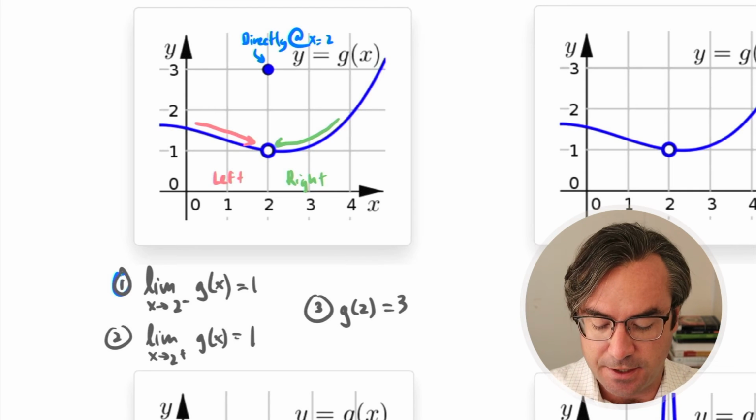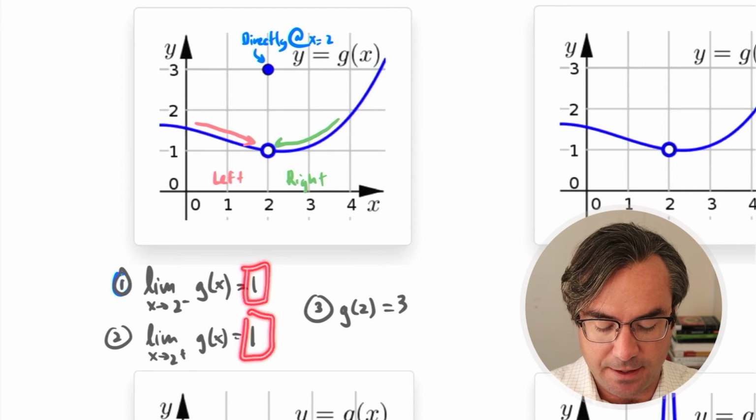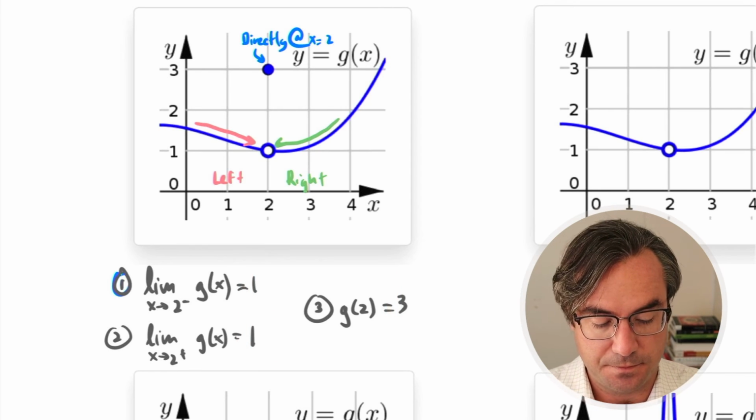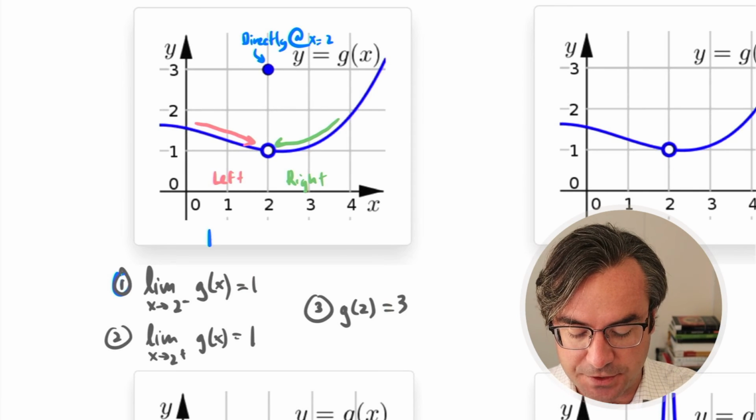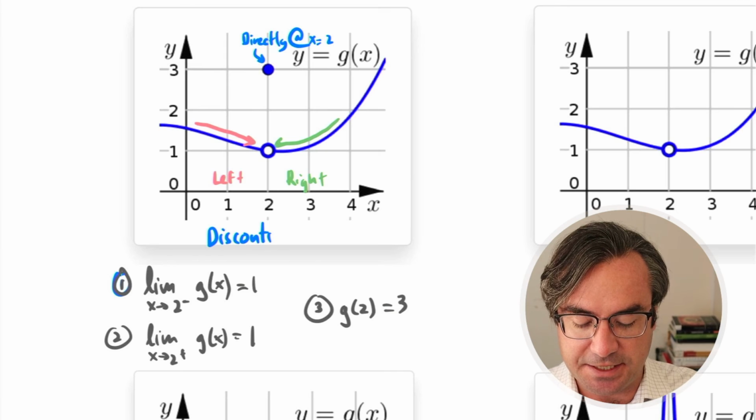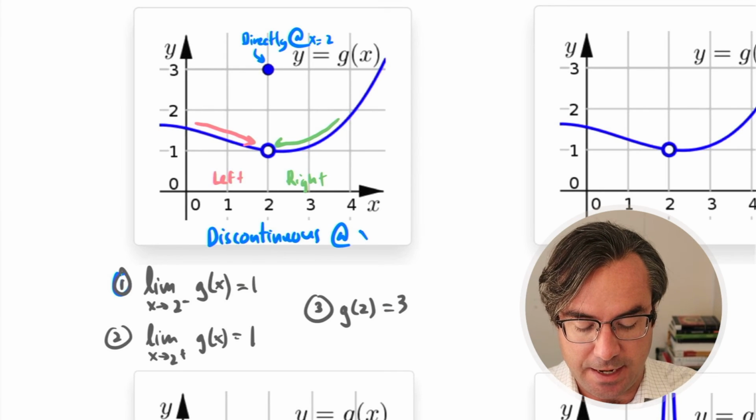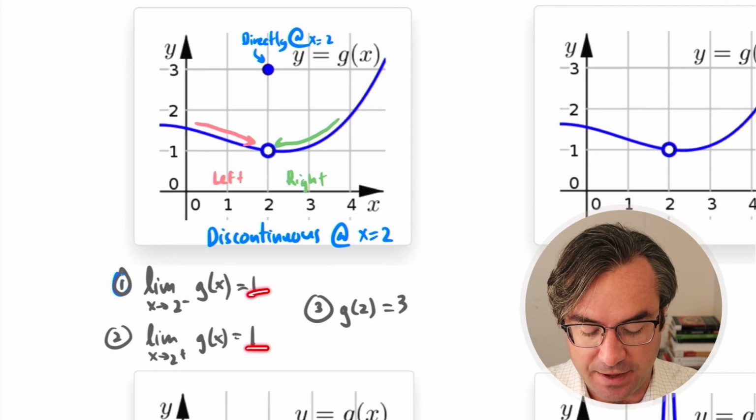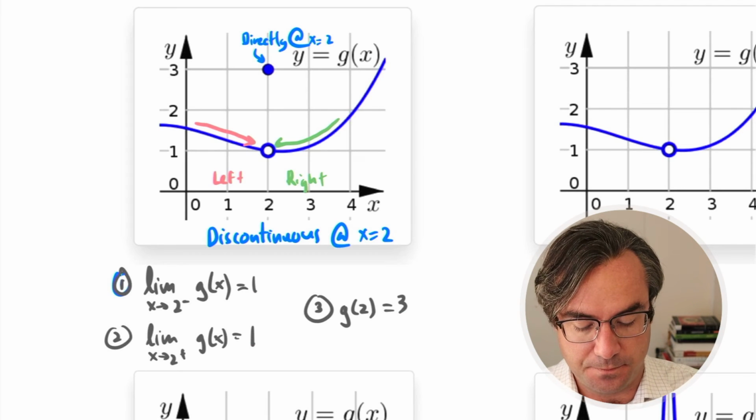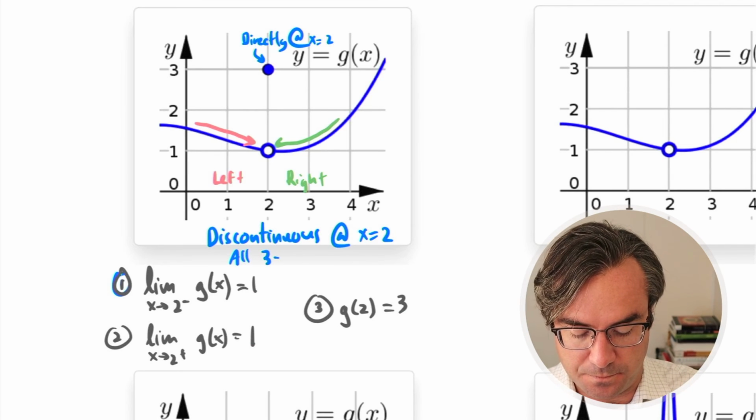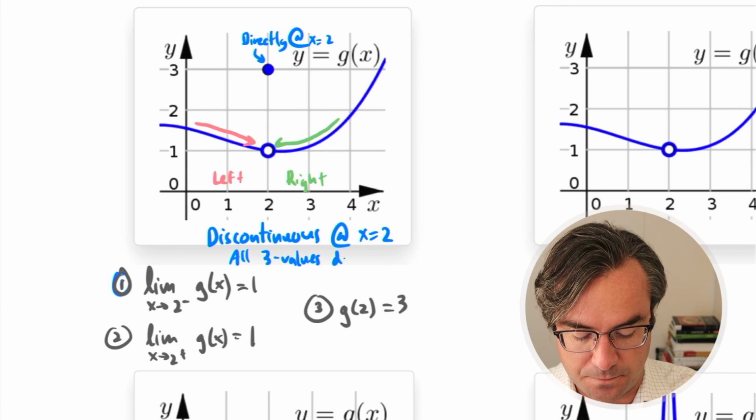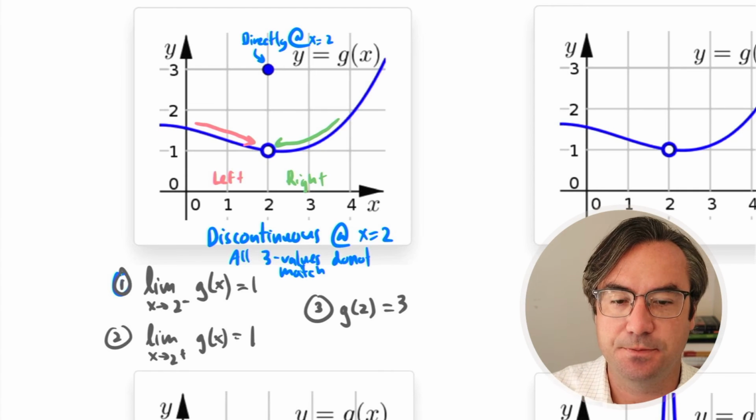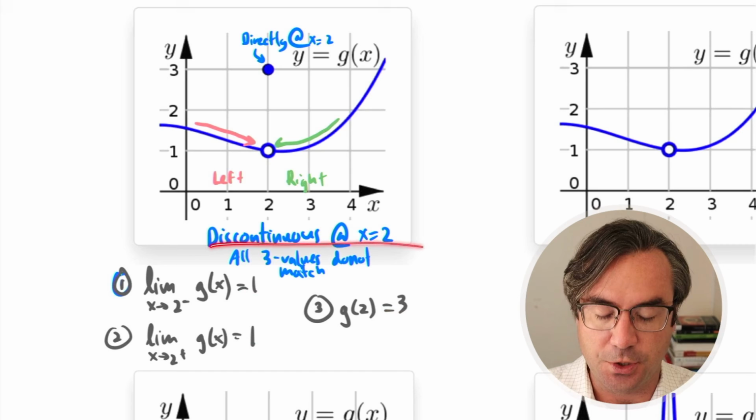So what we found is we calculated the left-hand limit, the right-hand limit, and the function value, and all three of those values are different. So this graph is, we would say, discontinuous at x equals 2, or not continuous. And the reason is, these three values are not all equal. We want all three of those values to match. Because all three of these values don't match, the graph is discontinuous.